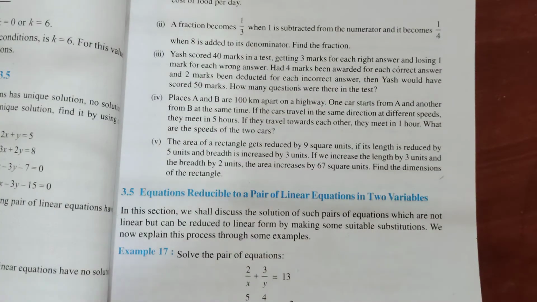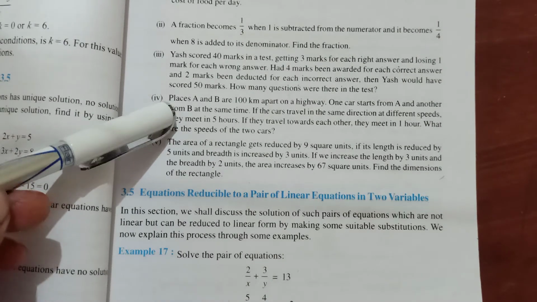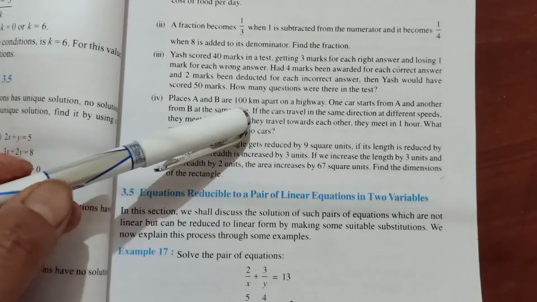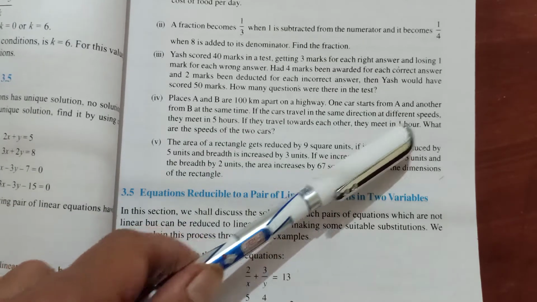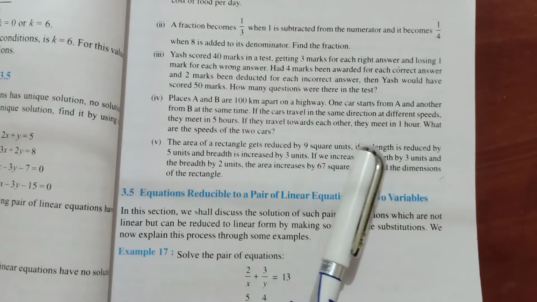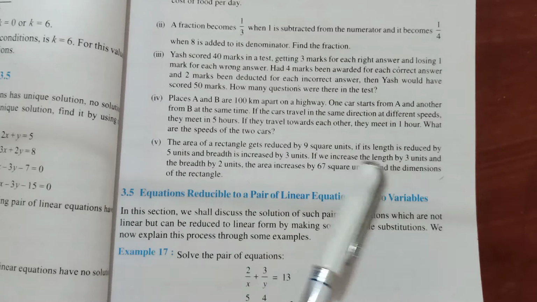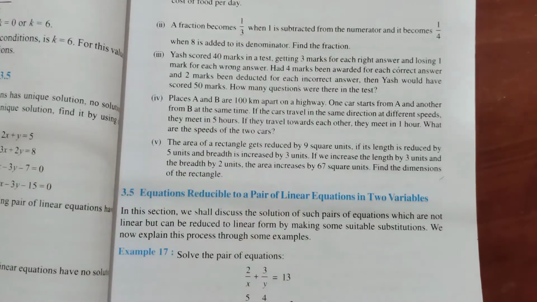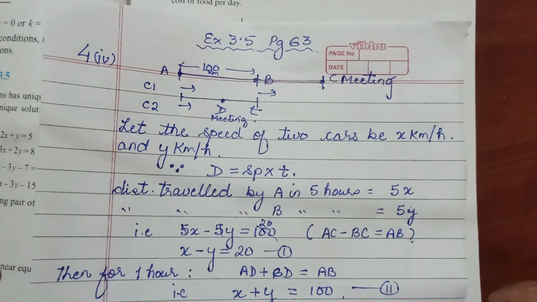Okay. Now next question says, that places A and B which are 100 kilometers apart on a highway. Then one car is starting from A, another from B at the same time. If the cars travel in the same direction at different speeds, they meet in 5 hours. And if they are traveling towards each other, they meet in 1 hour. What are the speeds of the two cars? Okay, so something like this is there in this question, children.